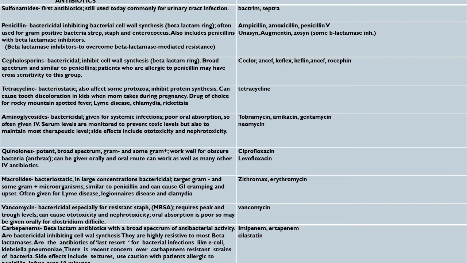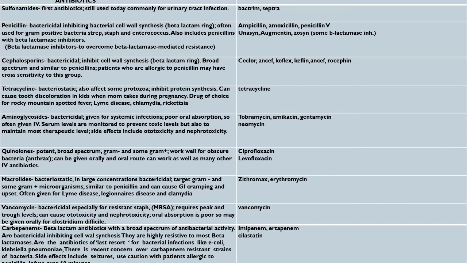Vancomycin is a category within itself, and these are antibiotics that are bactericidal, especially for resistant staph like MRSA. They require peak and trough levels to be done, and they can cause ototoxicity and nephrotoxicity. The oral absorption is poor, so many times for more significant systemic infections, we are giving these IV. However, they are given orally for C. diff because they're poorly absorbed by mouth and in the GI tract. They still seem to be at concentrated levels within the intestine, so they can be very effective in the treatment of C. diff in the oral form. And the only drug in this category are the vancomycins.